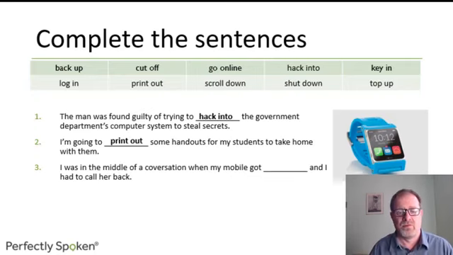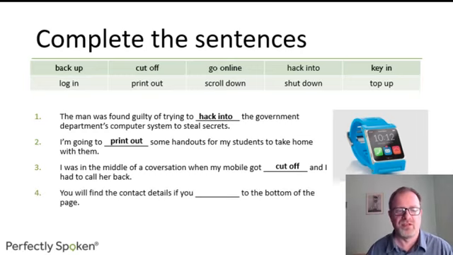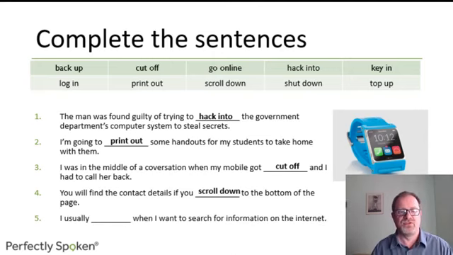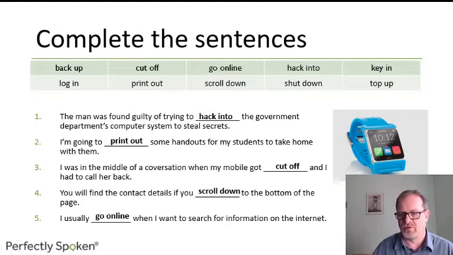Number 3, I was in the middle of a conversation when my mobile went blank and I had to call her back. Well, if your conversation is disconnected, you are cut off. I got cut off. But cut off is generally not separable, though you can cut someone off if you do it deliberately. Okay? Number 4, you will find the contact details if you scroll down to the bottom of the page. Scroll down. Number 5, I usually when I want to search for information on the internet, meaning connect to the internet, and that is go online.